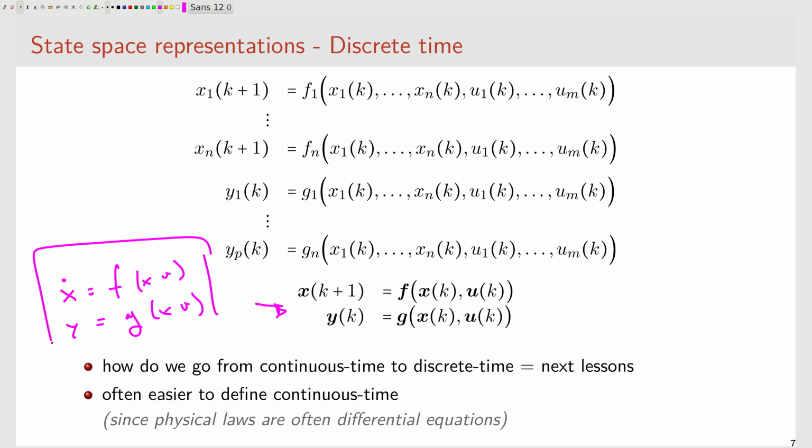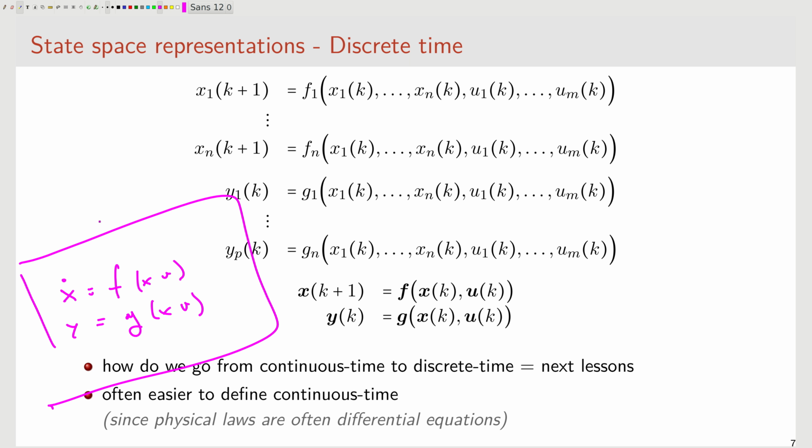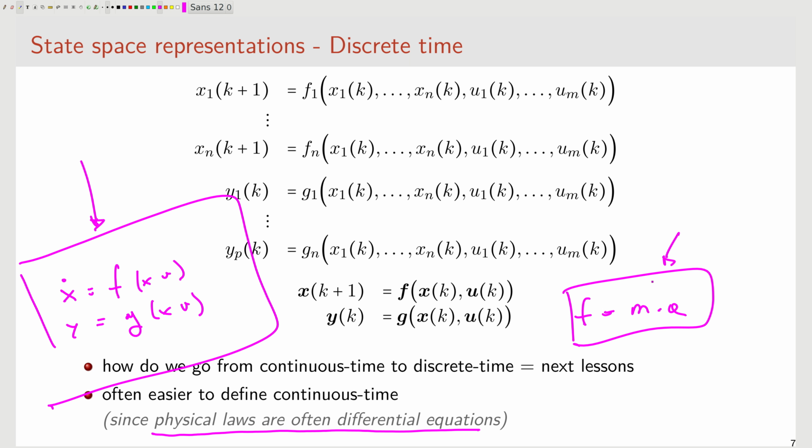How do we go from this situation to this situation here? We will see in the next lessons. It's something that you have to do. It's called discretization. Notice that whenever we talk about systems and we want to describe a system in terms of state space representation, very often we do it directly in terms of continuous time representations. Why? Physical laws are differential equations. The force that is equal to mass times acceleration is something that is defined in continuous time.